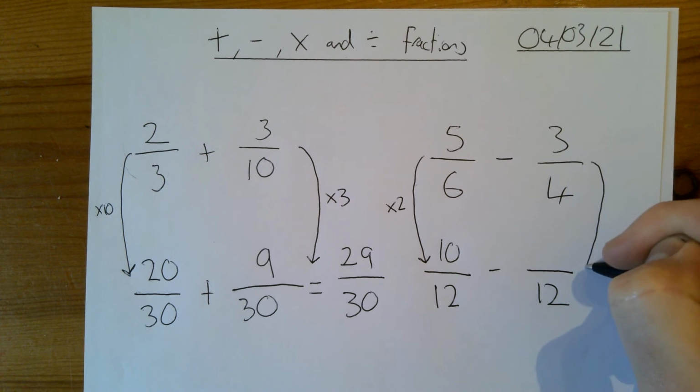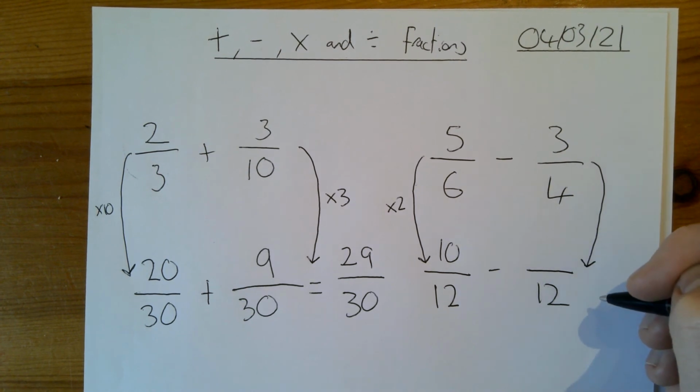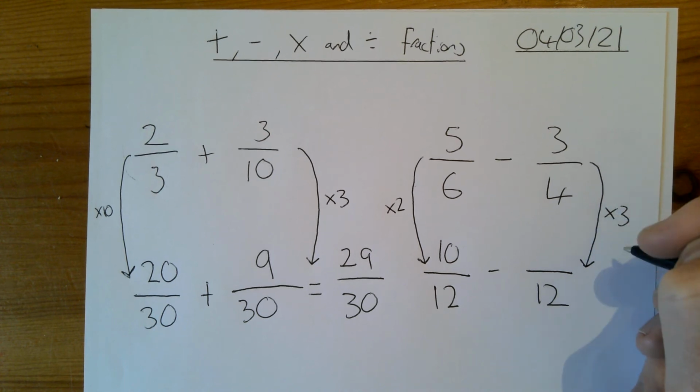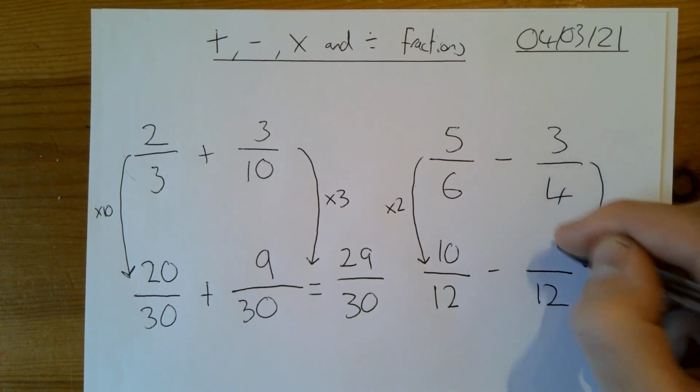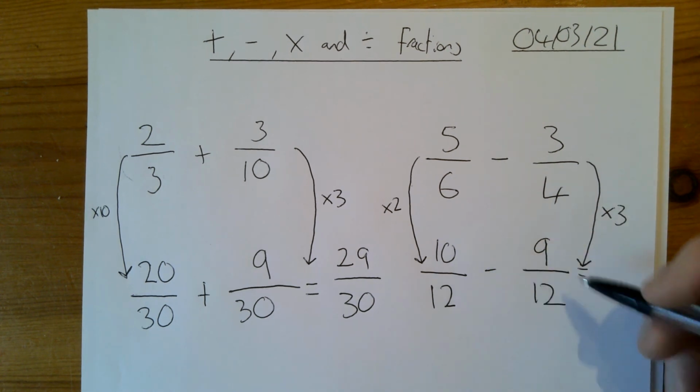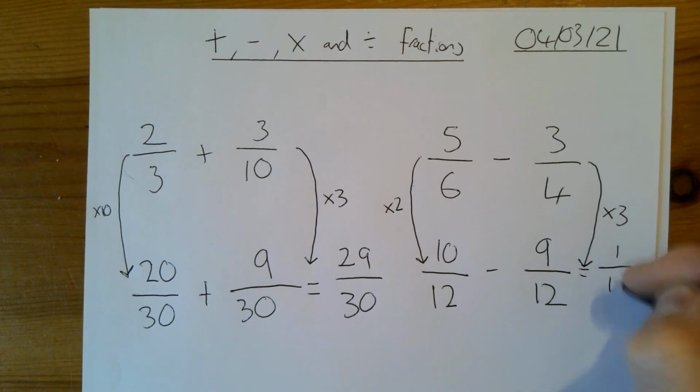To get the 4 up to 12, it's multiplied by 3. So I need to multiply the numerator up by 3 as well. 3 times 3 is 9. And again, I'm going to say it out loud. 10/12 take away 9/12 is 1/12.